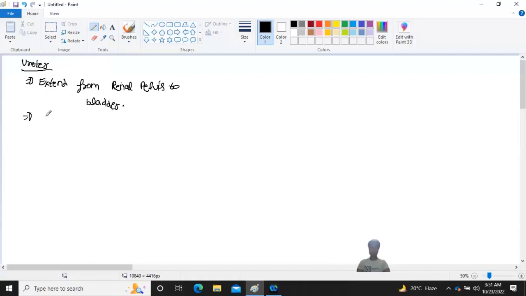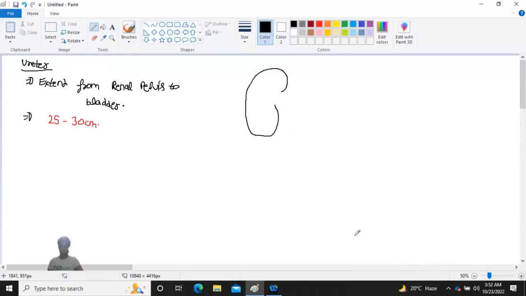Its length is 25 to 30 centimeters. So it looks like this. Let's say this is the kidney and here is the bladder. So it extends like this.